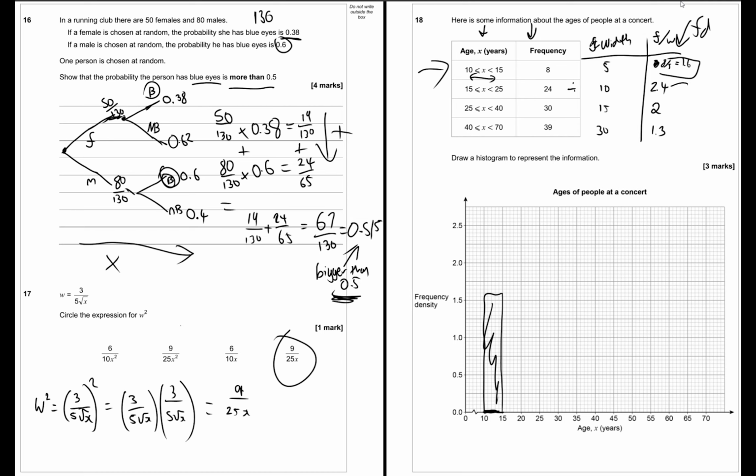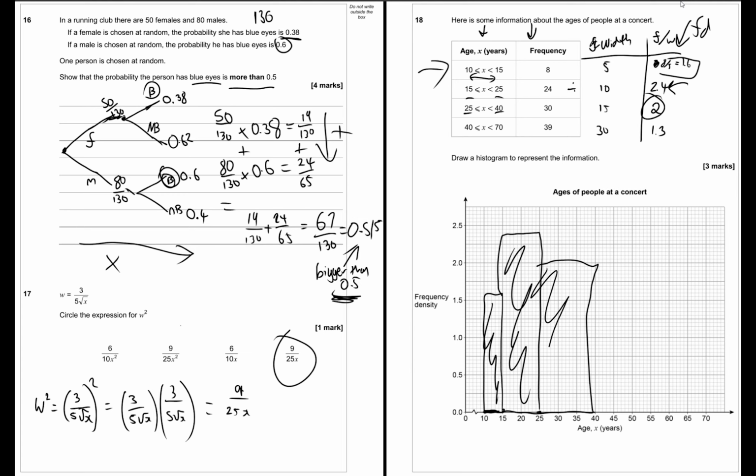So the next one, the frequency density is 2.4 between 15 and 25. So 15 is here, 25 is here, and the density is 2.4. So we need to go up all the way to 2.4, which is here, and then go down. Okay, the next one, 25 to 40, frequency density of 2. So you go up to 2, and it's done.